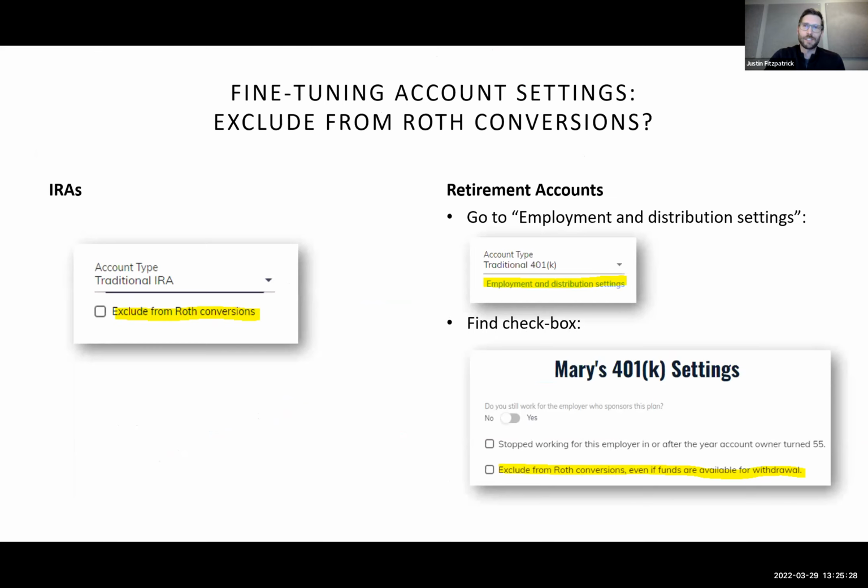And let's talk about some fine tuning that is also possible within account types. So if for some reason there is a tax deferred account that you want to exclude from Roth conversions, if for whatever reason you want to set that aside, make sure it's not available for Roth conversions. If it's a traditional IRA or a simple IRA, a SEP IRA, for example, you can just click exclude from Roth conversions on that account. If it's a retirement account, like a 401k, you click on employment and distribution settings and check exclude from Roth conversions, even if funds are available for withdrawal.